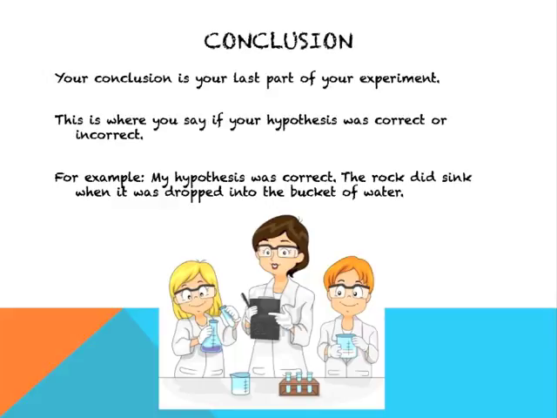Last, in the scientific method, we have our conclusion. Your conclusion is the last part of your experiment. This is where you say if your hypothesis was correct or incorrect. For example, my hypothesis was correct. The rock did sink when it was dropped into the bucket of water. It did not float.